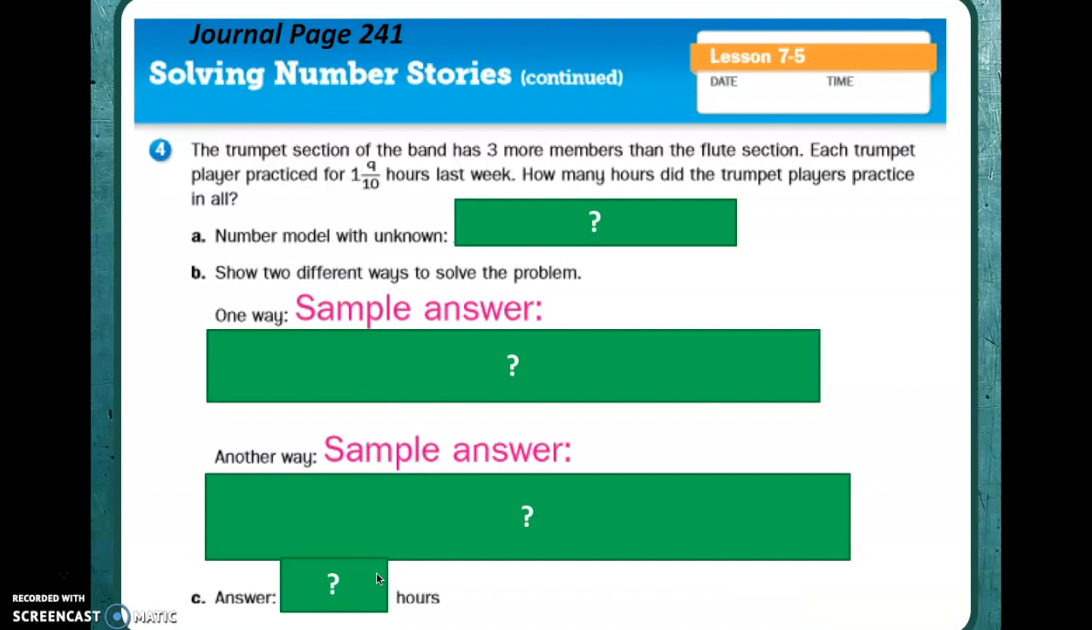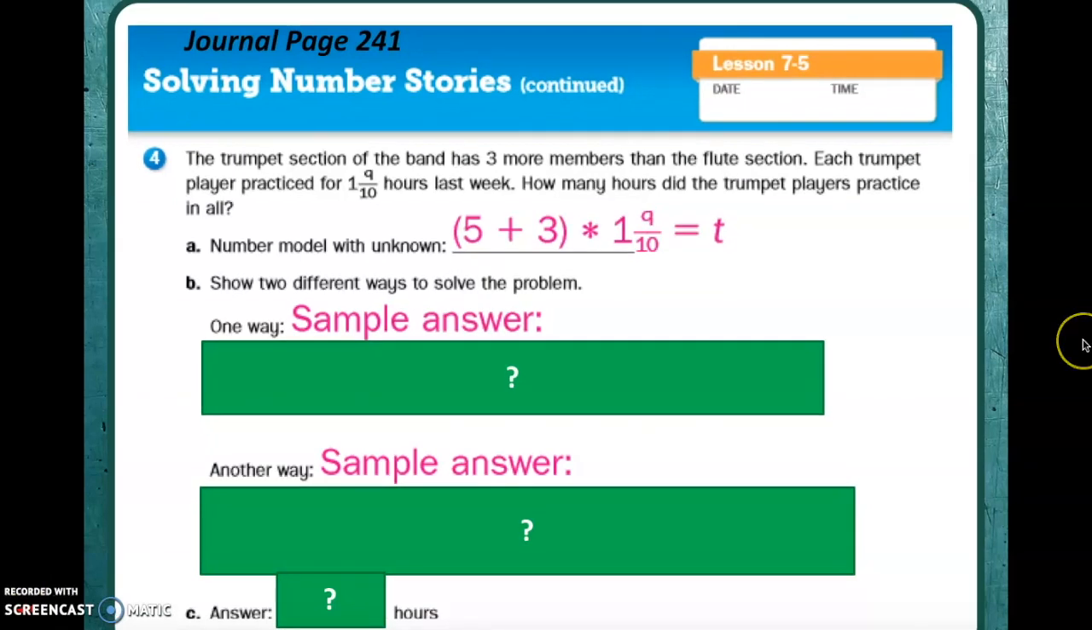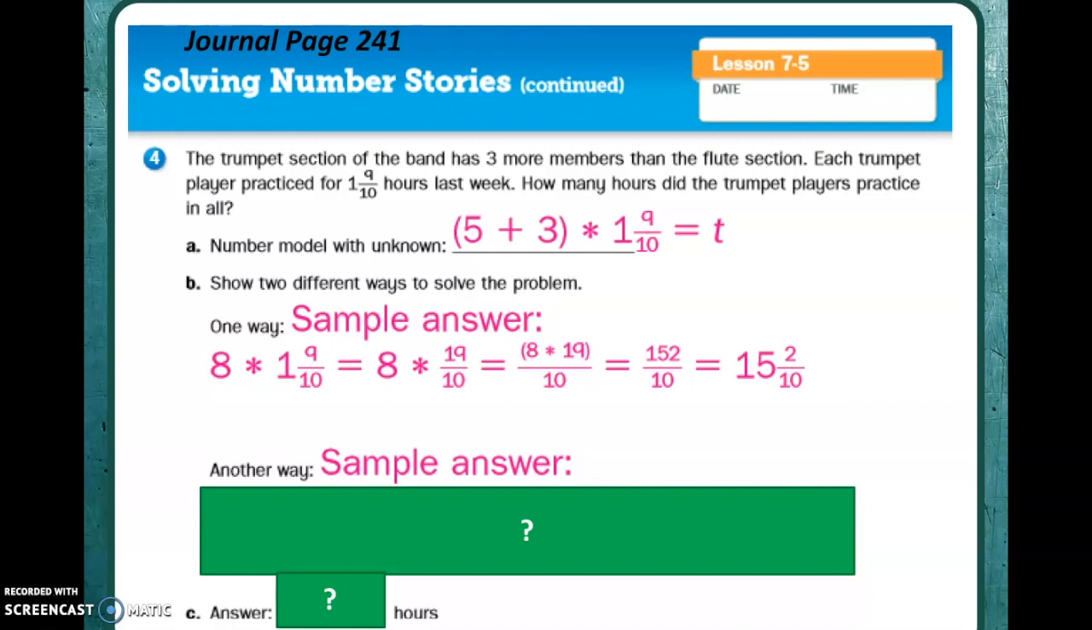Number 4 was also a trumpet question, and your number model should have been 5 plus 3 times 1 9/10, because they're adding 3 more members. So really, you could have written 8 times 1 9/10. Okay. So one way that you could have solved this problem would have been turning the mixed number into an improper fraction and multiplying 8 times 19/10, which would have gotten you 152/10, which is the same thing as 15 and 2/10.